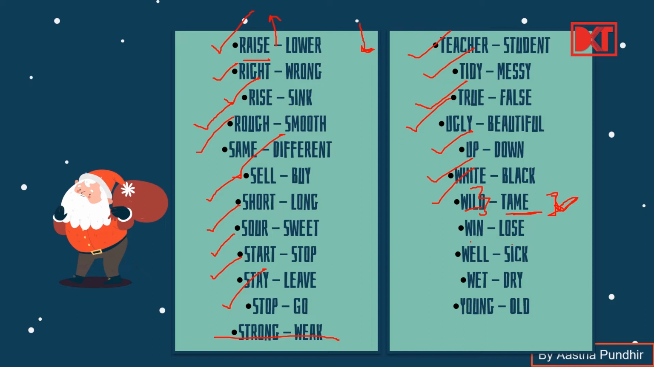Win and lose. Well and sick. How are you feeling? I'm feeling fine. I'm feeling well. But if you are unwell, you say I'm feeling sick. Wet and dry. Young and old. All right.